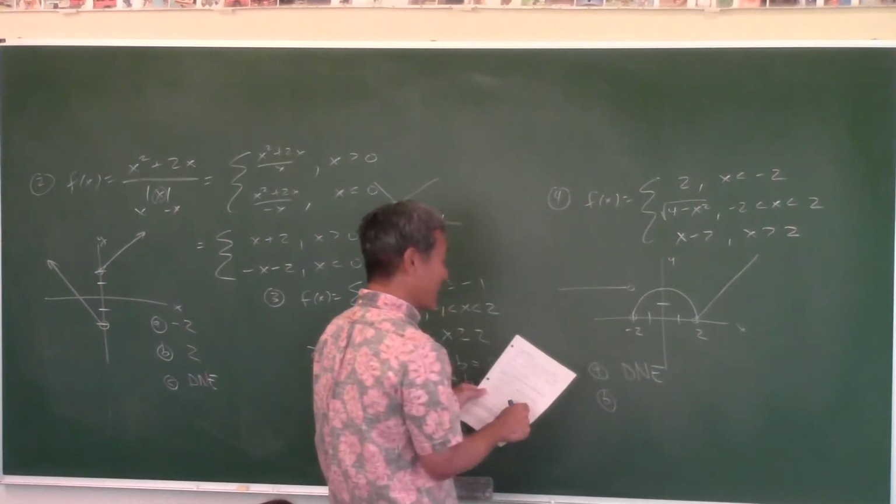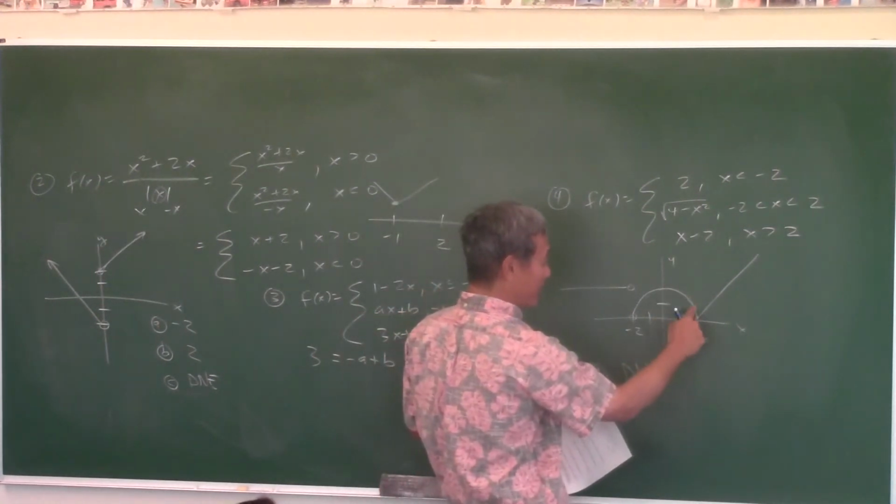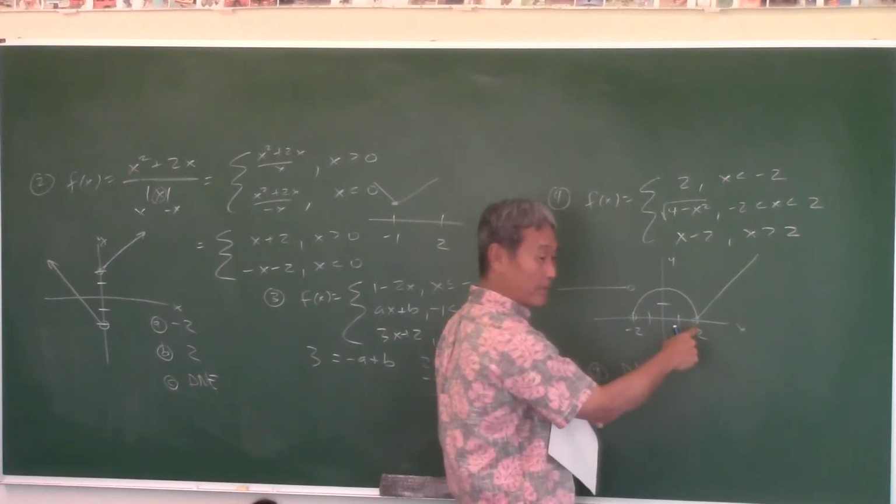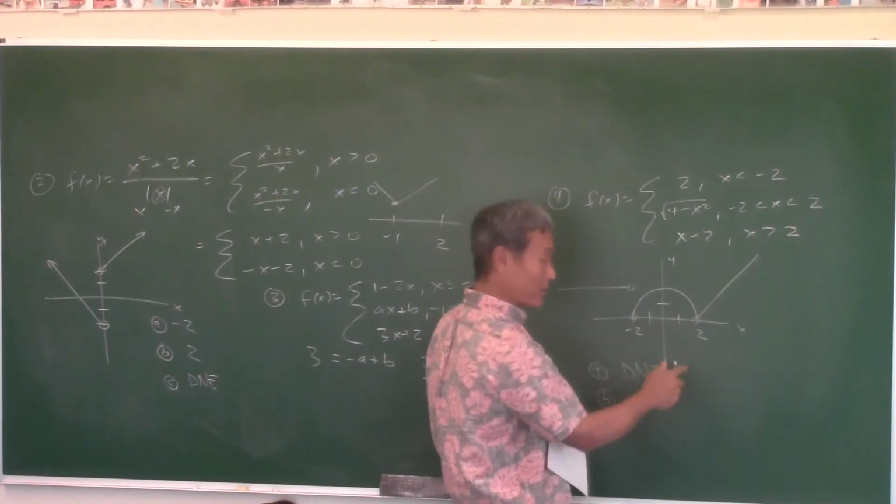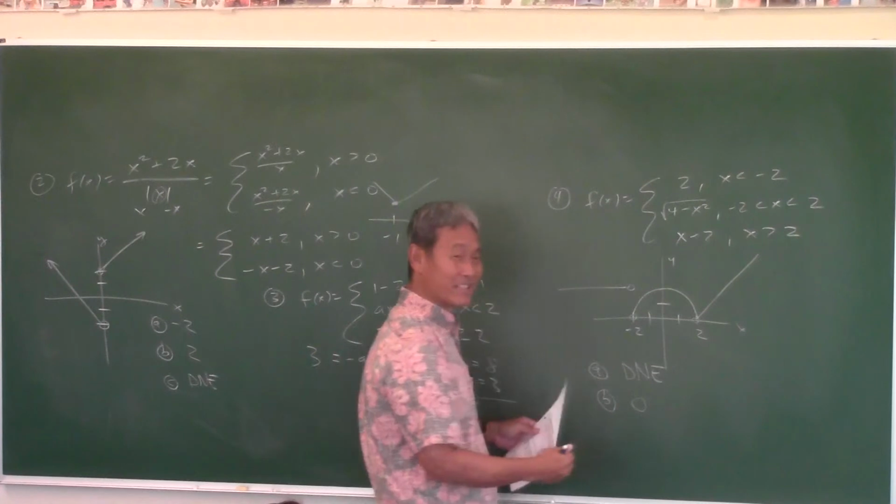Okay, and then what's the limit as x approaches 2? Here's 2, coming from the left and coming from the right. Is it approaching the same point? Yes, and what is the y-coordinate of that point? 0. See how easy it is?